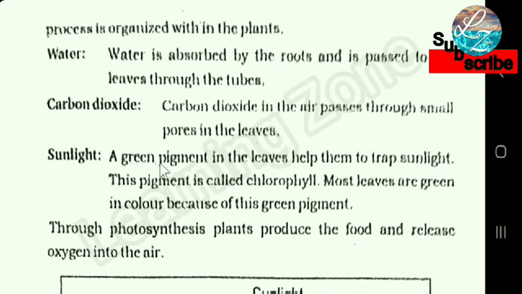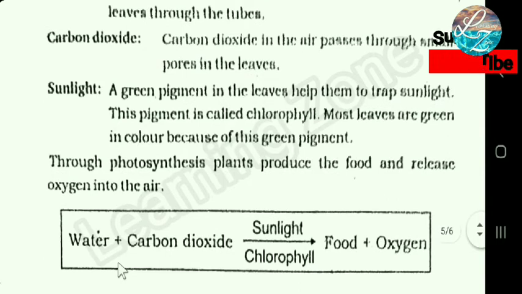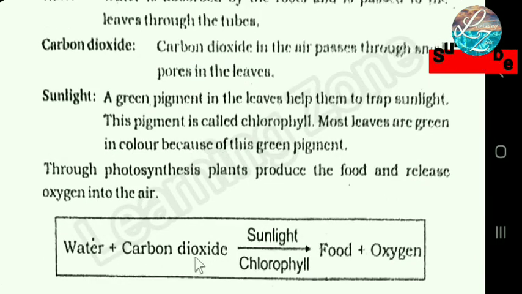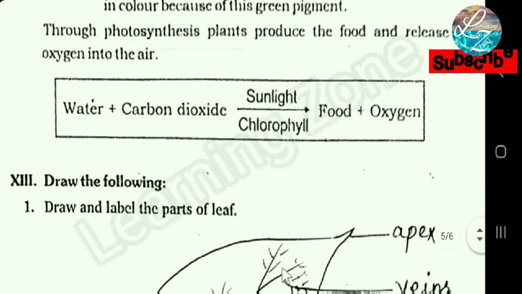Sunlight. A green pigment in the leaves helps them to trap sunlight. This pigment is called chlorophyll. Most leaves are green in color because of this green pigment. Through photosynthesis, plants produce the food and release oxygen into the air. Water and carbon dioxide give food and oxygen using sunlight and chlorophyll.